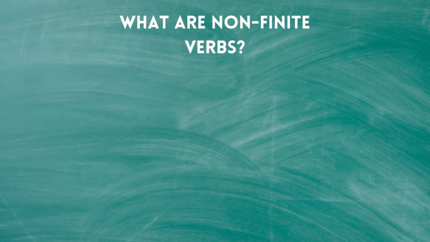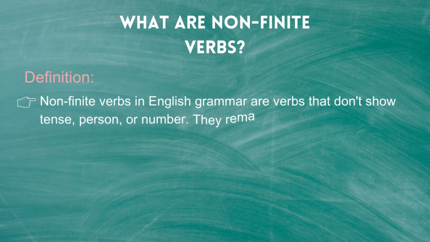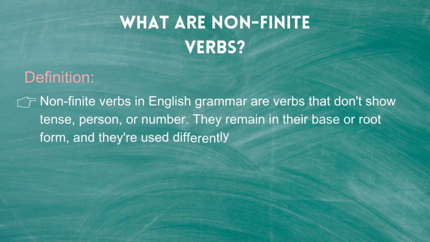Now that we have learned about finite verbs, let's explore non-finite verbs. Non-finite verbs in English grammar are verbs that don't show tense, person, or number. They remain in their base or root form, and they're used differently than finite verbs.